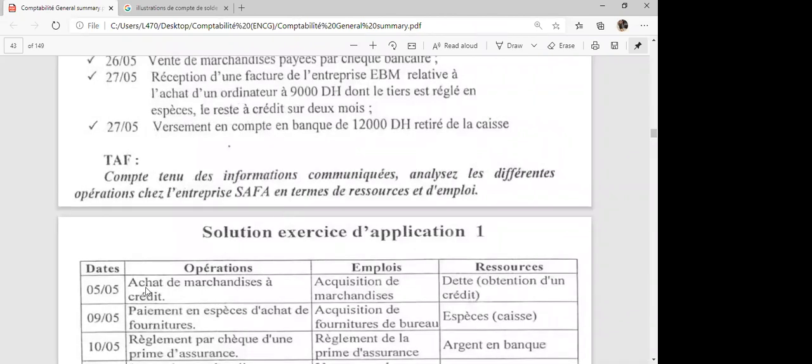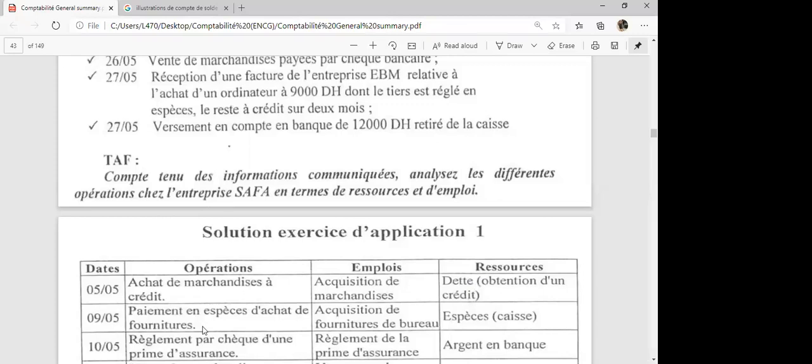So for the first transaction, it says achat de marchandises. Then l'emploi in this case would be acquisition de marchandises, which is why it's there. Why is it the emploi? Because it's what we bought. The resource we use to buy the merchandise is the debt, so we got it on credit. So a simple question you'd ask yourself is, what did we use? Which would be the resource. And to get what? That would be the emploi in this case.